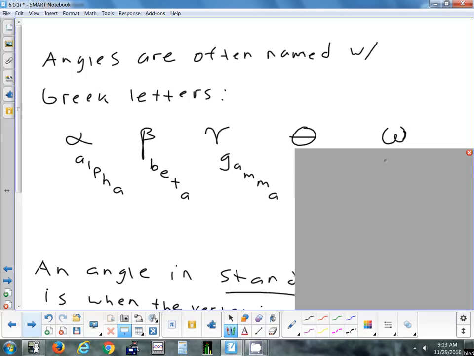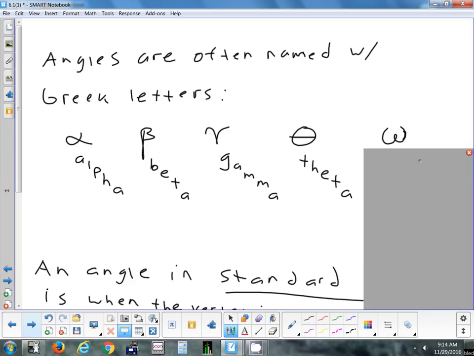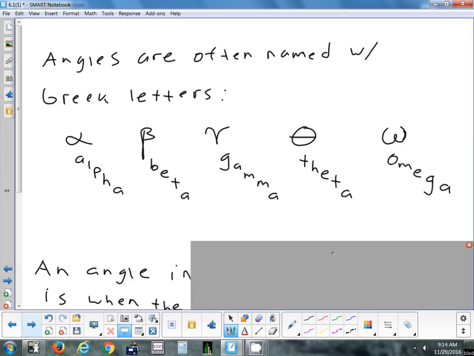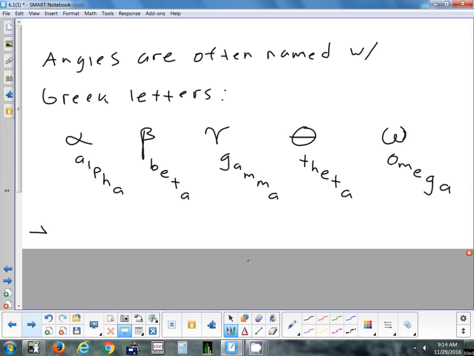Epsilon. Delta looks more like a D, or a triangle if it's a capital delta. These are all lowercase. There is capital alpha, but we don't use those as much. These are the lowercase letters. This one is theta. And the last one is omega. If you've seen this before and you say, wait, isn't this omega? Yes, that's capital. We don't use that as much. We use the lowercase one a lot. So those are the 5 Greek letters you'll usually see when we're naming angles. Alpha, beta, gamma, especially when we do triangles. Theta and omega as well.